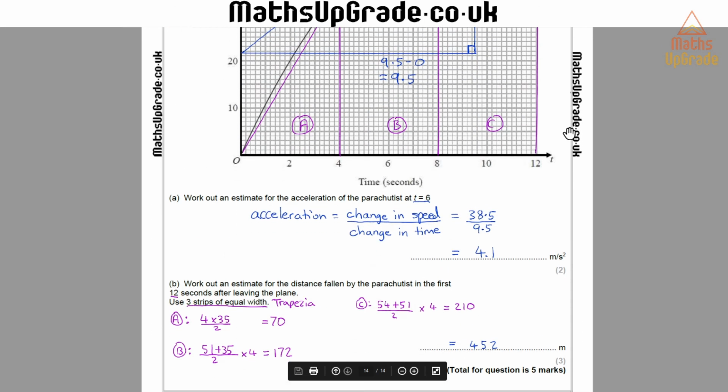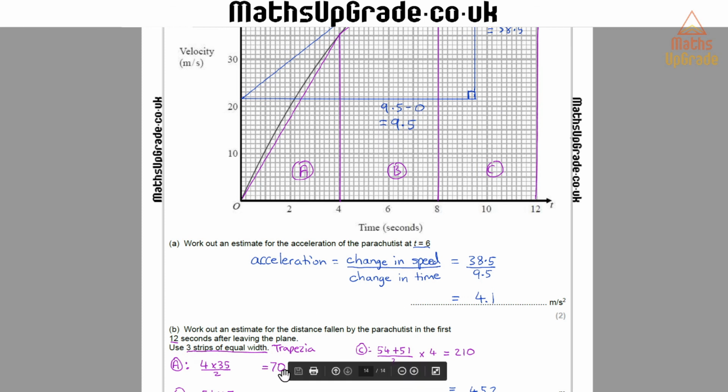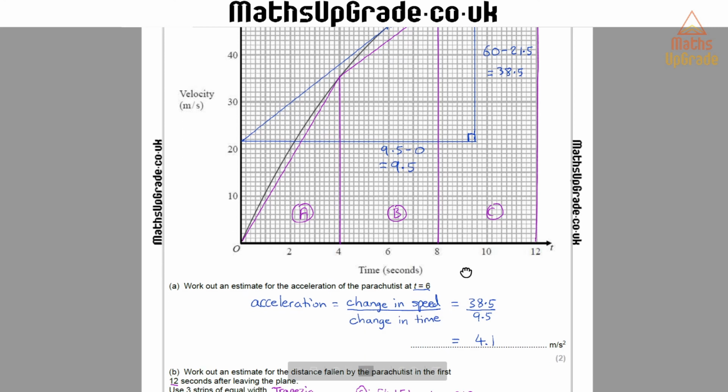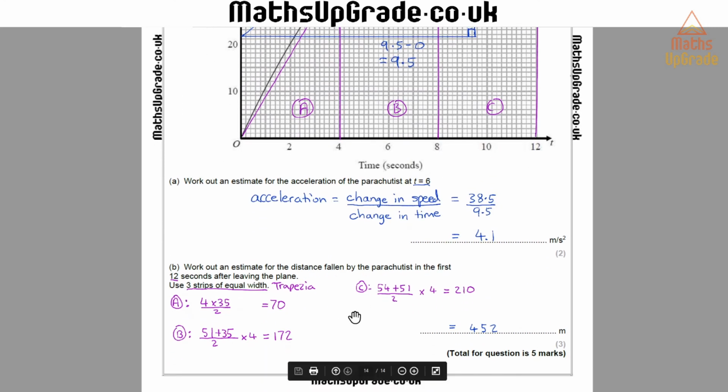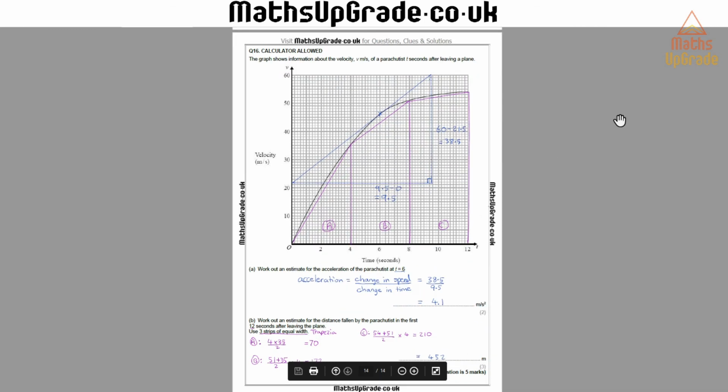So find the areas of each of these sections. To find the area of a triangle, it's the base multiplied by the perpendicular height divided by 2. That gives me 70. To find the area of a trapezium, I add the 2 parallel sides, I then half the answer, and then multiply by the perpendicular distance between them. So for section B, for example, it's going to be 172. Section C is 210, and the total distance fallen by the parachute in those 12 seconds is 452. It's the sum of these individual distances here. The whole question there is worth 5 marks.